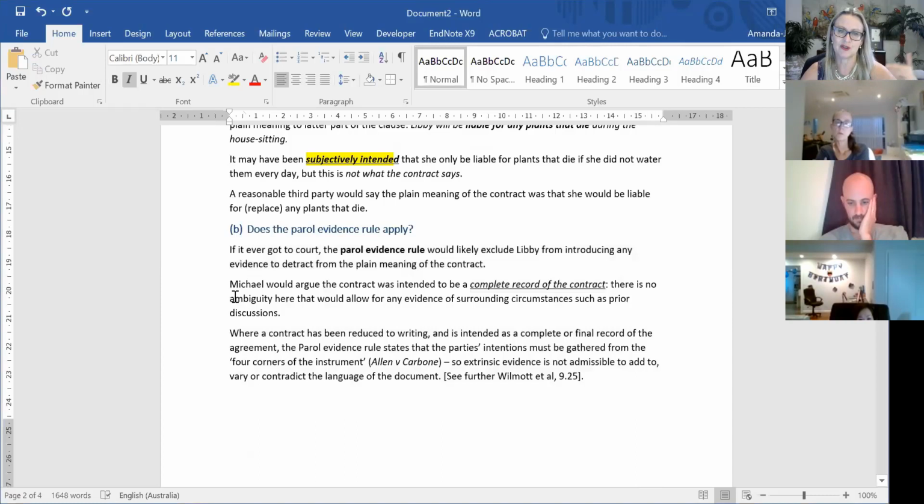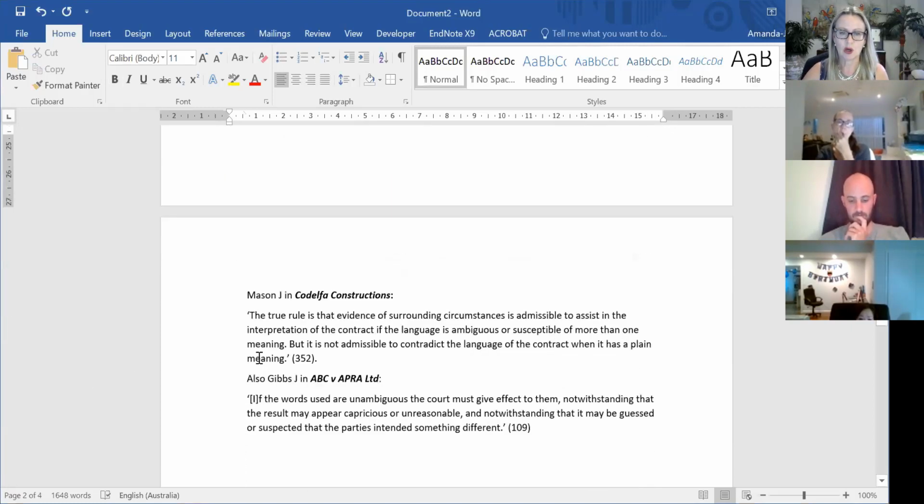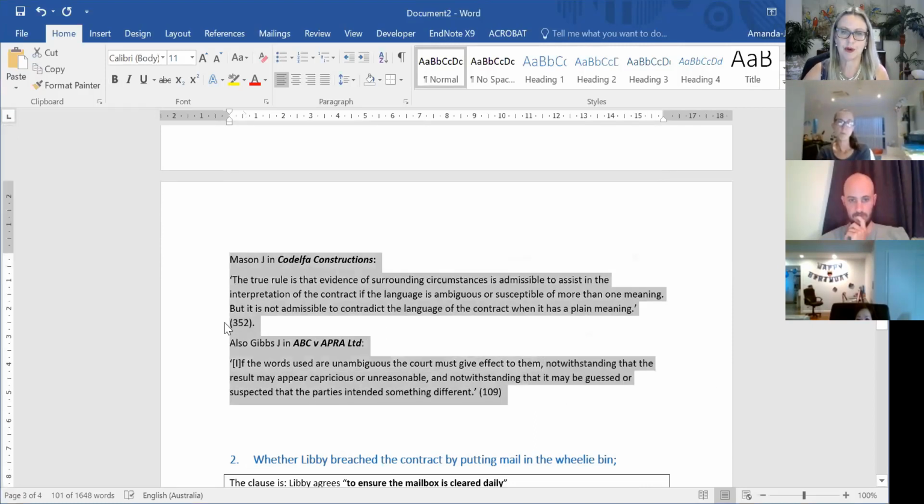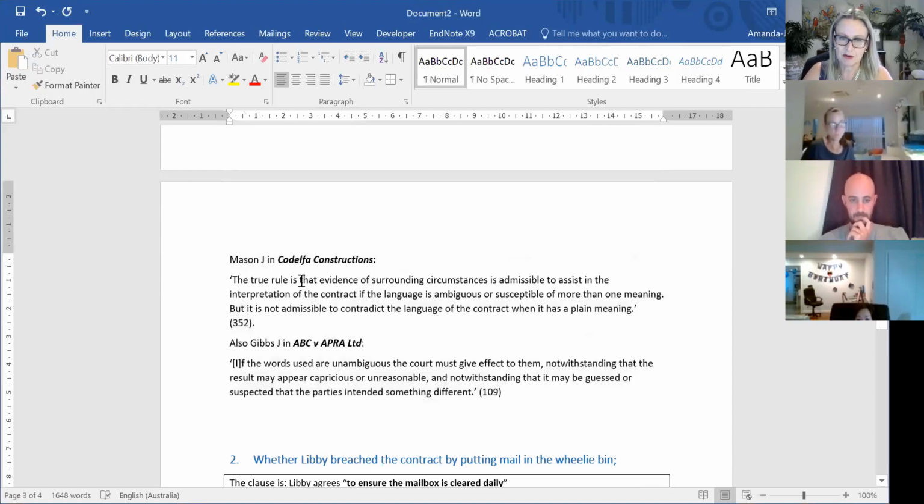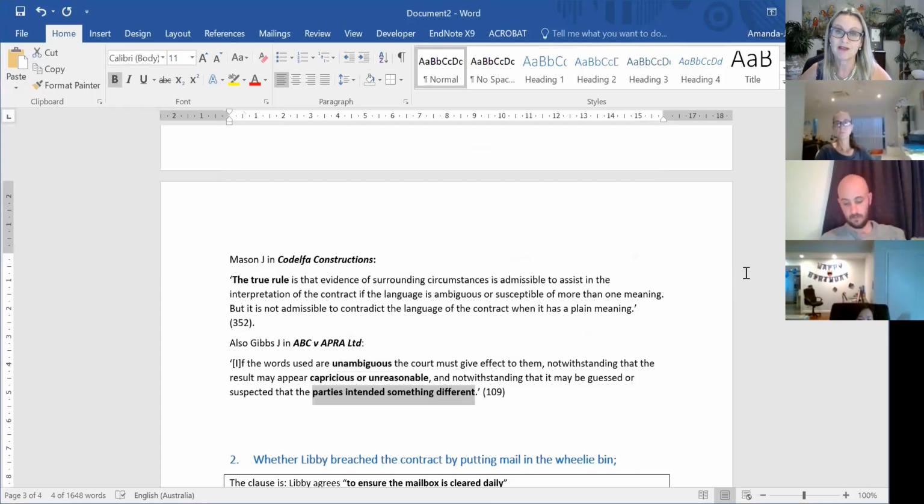That's the kind of way that I would like to see you stepping through things from the very beginning in an IRAC in your end of term, okay? So extrinsic evidence would not be admissible. And then I've just gone through, I wouldn't expect you to do this in an exam scenario, but in CADELPHA, remember the true rule, as Damien said, is that you've got to have ambiguity first if you want to try and slip in some extrinsic evidence, if you want to slip in some evidence as to the factual matrix, okay? Gibbs in ABC and APRA said if the words are unambiguous, you have to just give effect to them, notwithstanding that the result may be capricious or unreasonable, okay? And even if you think the parties may have intended something different. That's what Michael, your client, would need to be arguing, okay?